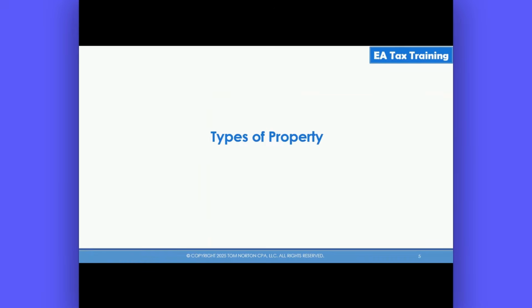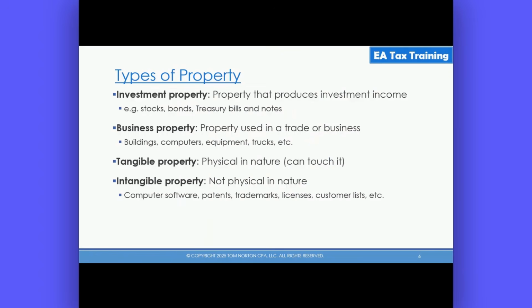So let's talk first about different types of property. As you're reading the tax law and as you're reading the various publications and forms, you will see different types of property mentioned. And so you want to be able to understand what the IRS means when they're talking about each of those types of property. So here are some of the categories you'll see.